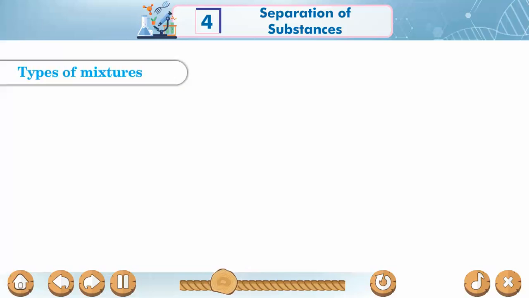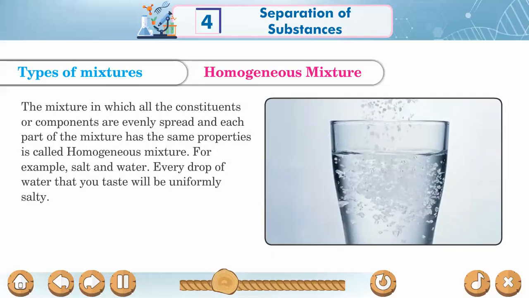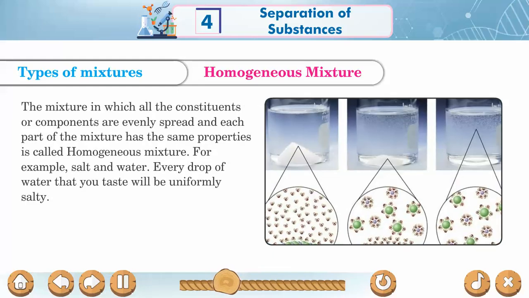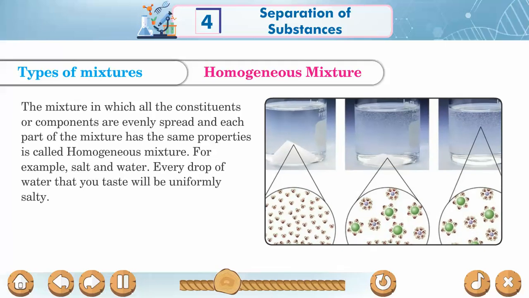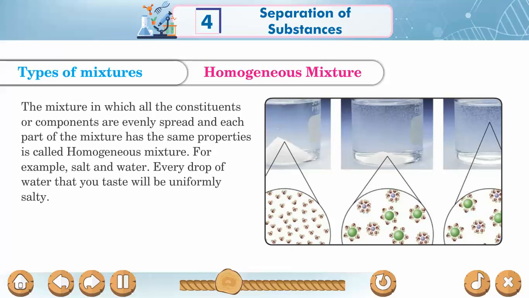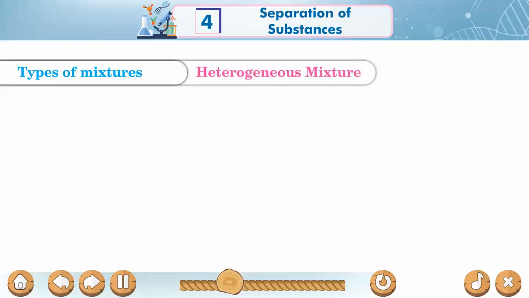Types of mixtures. Homogeneous mixture. The mixture in which all the constituents or components are evenly spread and each part of the mixture has the same properties is called a homogeneous mixture. For example, salt and water. Every drop of water that you taste will be uniformly salty.